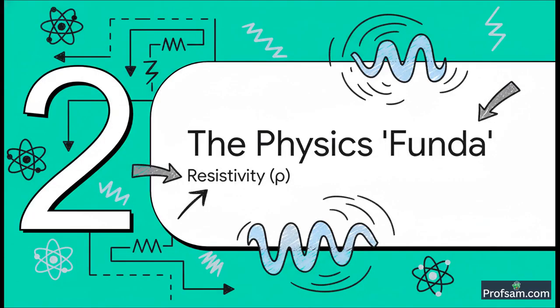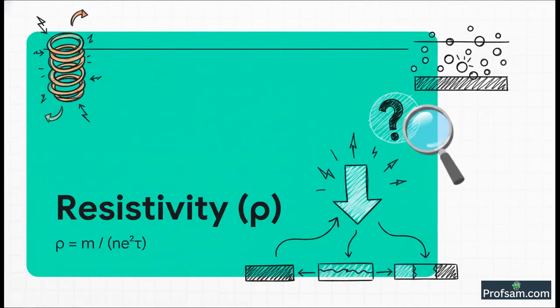Okay, so that analogy gives us a great mental picture. It's a great way to start. Now, let's connect this story to the actual physics funda that you need for your exams. The property we've been talking about is called resistivity, and its symbol is this Greek letter rho, which kind of looks like a cursive P. Now, here is the formula for resistivity. I know, it might look a bit scary at first, but don't worry, we'll break it down together.